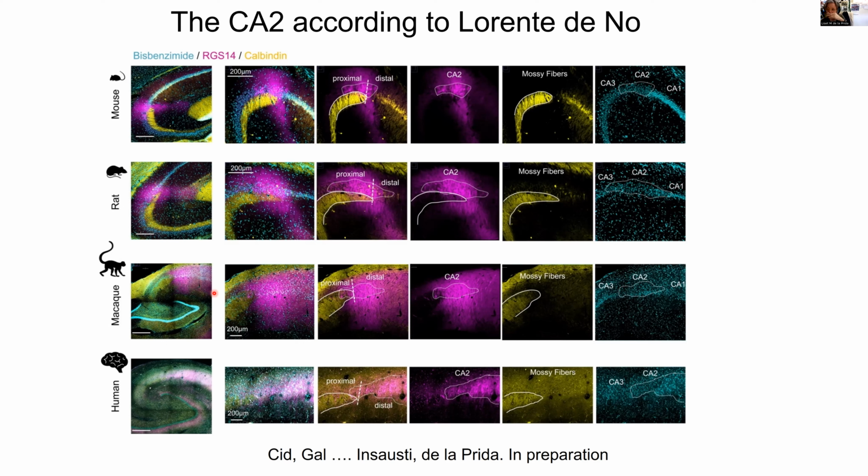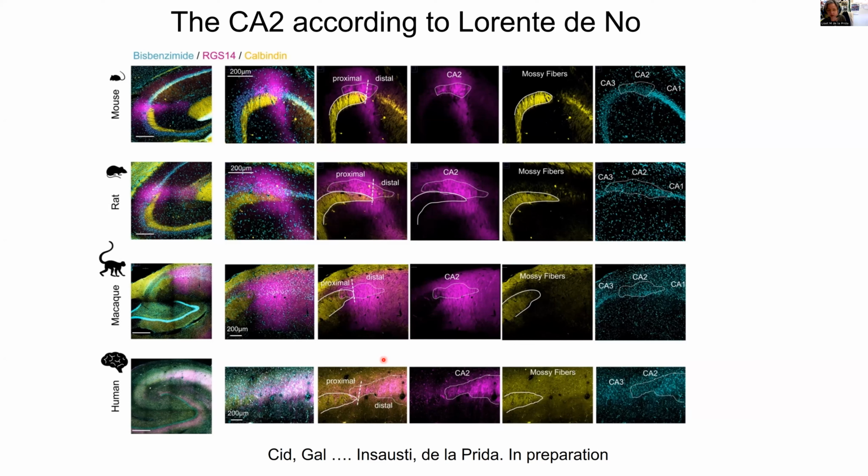And he also has collected this material and got serial sections in an ordered way so that we can cover the entire hippocampal regions. And in here, as you can see, we can use calbindin to identify the limit of the mossy fibers. We can use RGS14 to identify CA2.